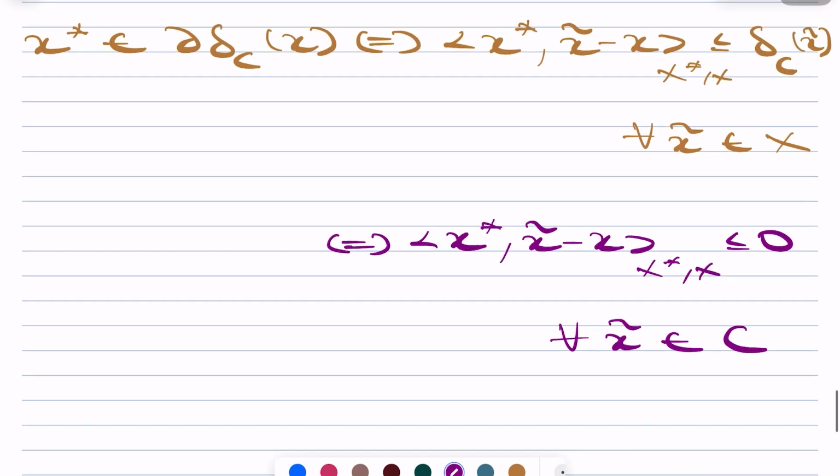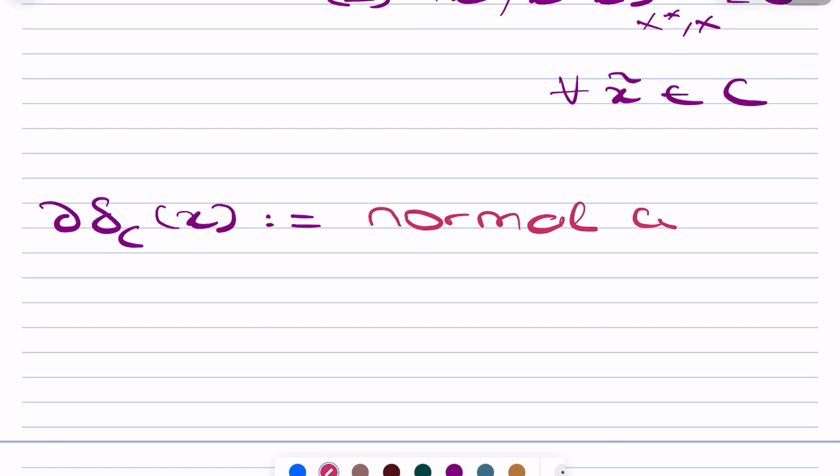Okay, we usually refer to the convex subdifferential of delta C at the point X as the normal cone to C at X. So depending on the set C, we can even make the convex differential of this indicator function more explicit.